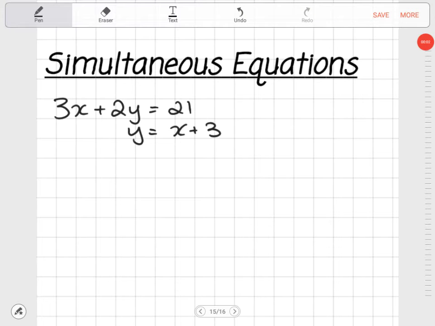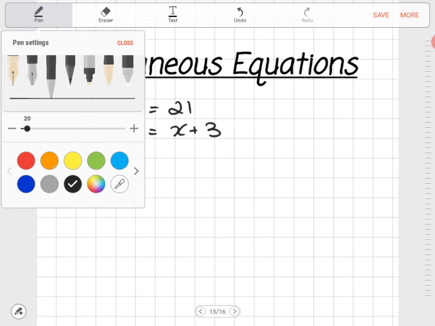In this video we'll go over how to solve simultaneous equations. The first method we are going to use is the substitution method. This works quite nicely when you have a variable that is just multiplied by 1. So for example, the y here that we have.